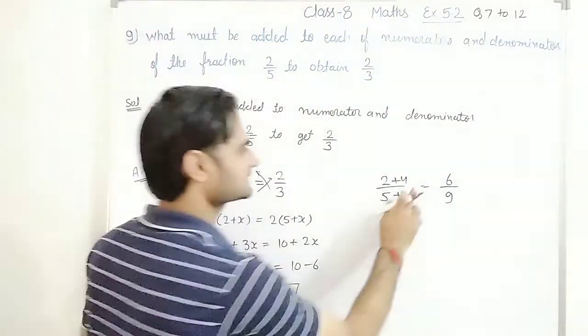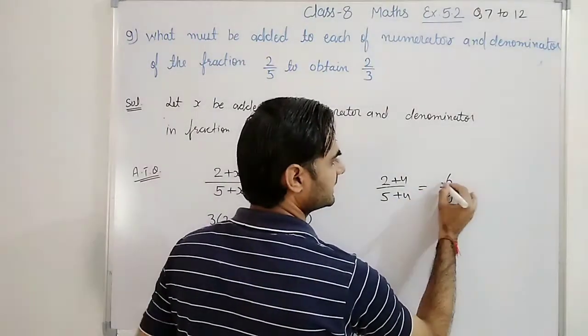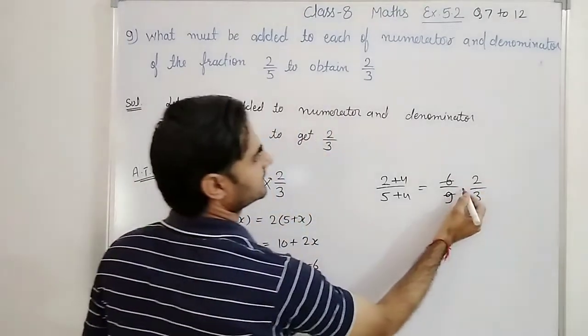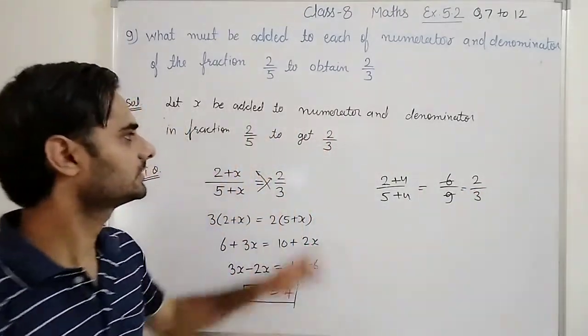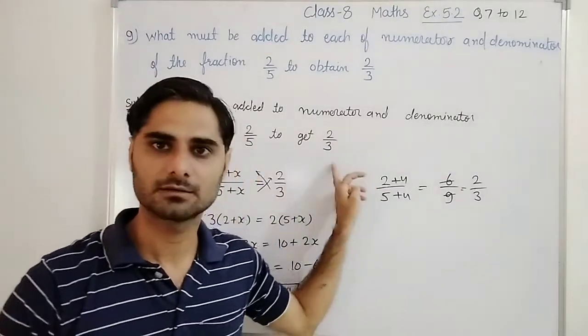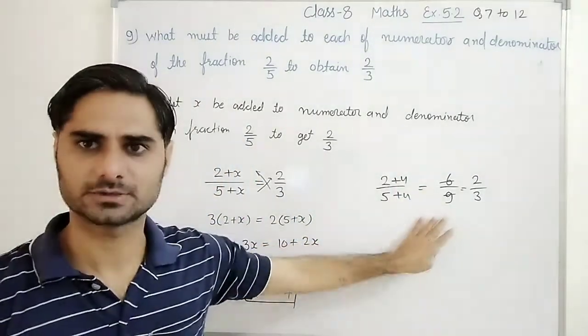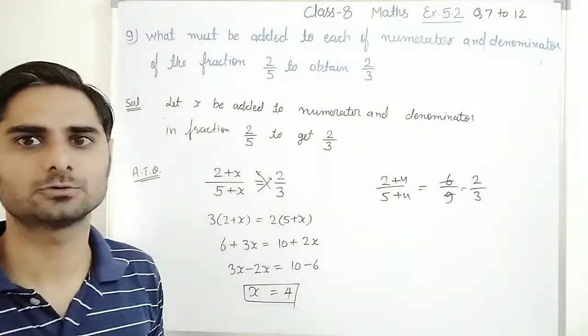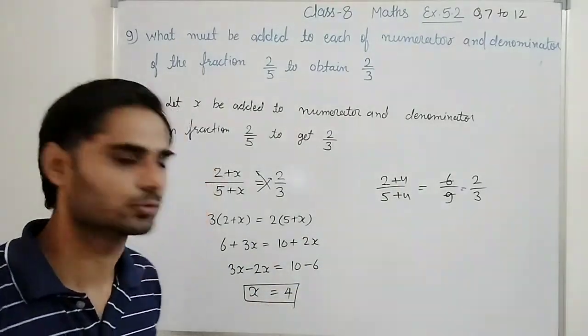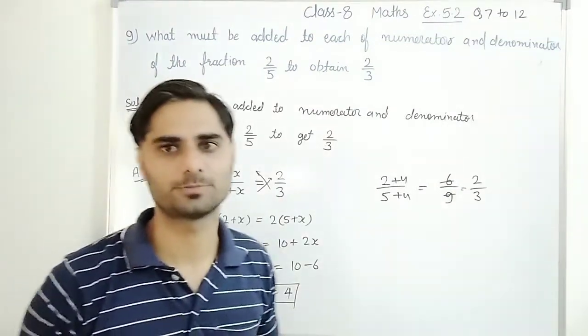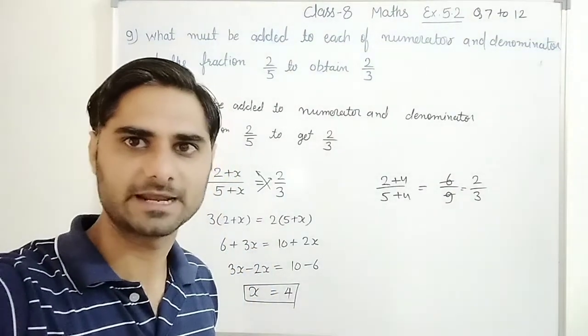Right? This is 9. Right? So can we divide this one? 3 2s are 6. 3 3s are 9. Yes, we are getting 2 upon 3. Right? We are getting the same. I have checked this one. No need to do this one. Up to here you have to do, means we have to add 4 in numerator and denominator to obtain the number given. Let me write now the next question.